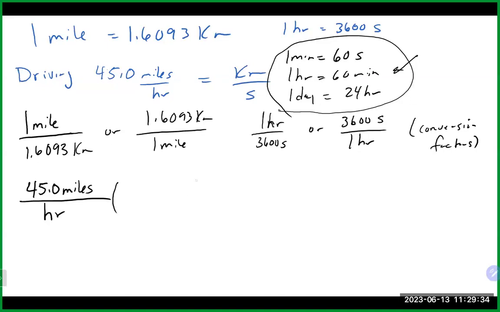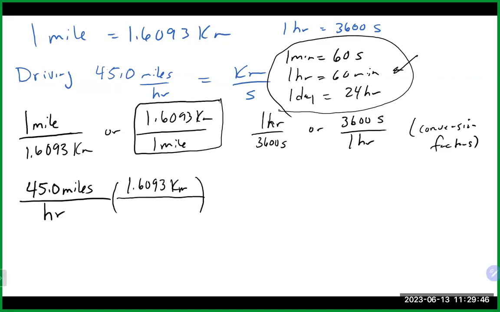By writing it like this, I can clearly see that the miles are up on top, which means if I want to get rid of the miles, I should use this conversion factor as it is opposite: 1.6093 kilometers per mile. At this point, the miles will cancel, and I'm in units of kilometers up on top and hours on the bottom. I am good on top. I now need to convert the bottom guy from hours into seconds. By writing it like this, I should hopefully clearly be able to see that the hours are on the bottom.